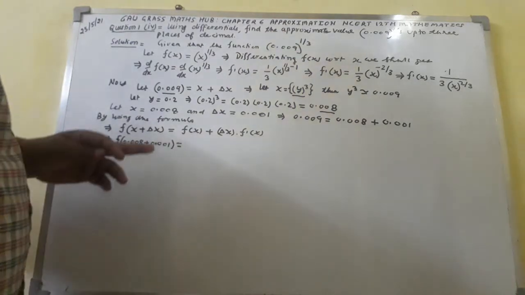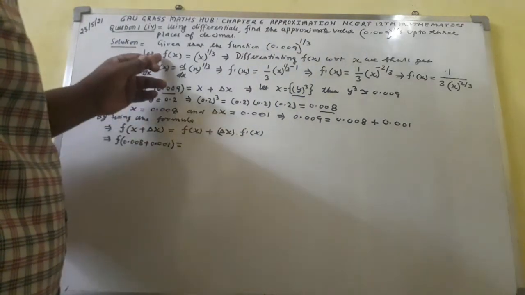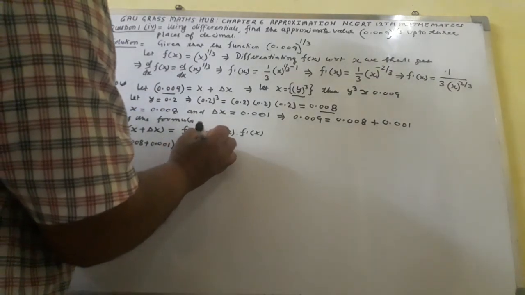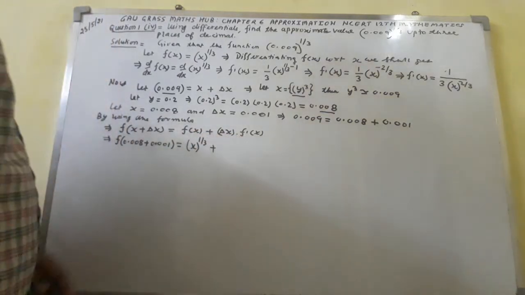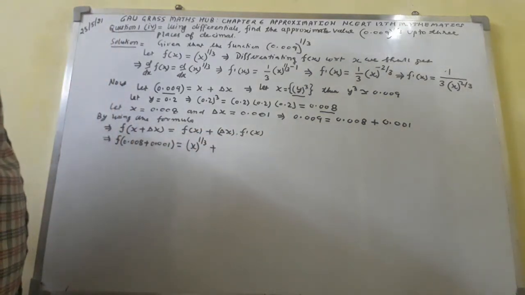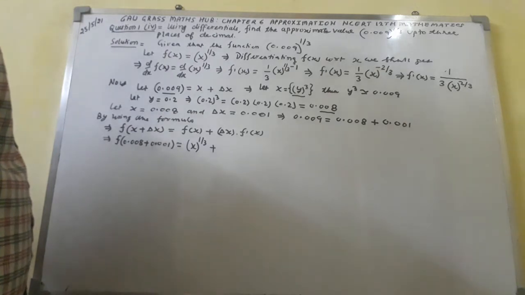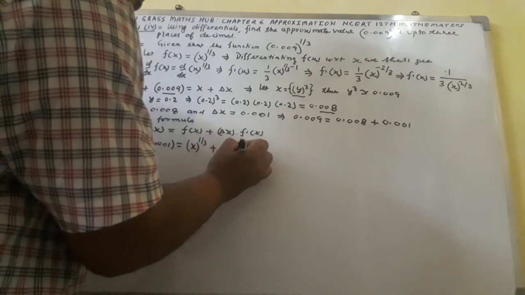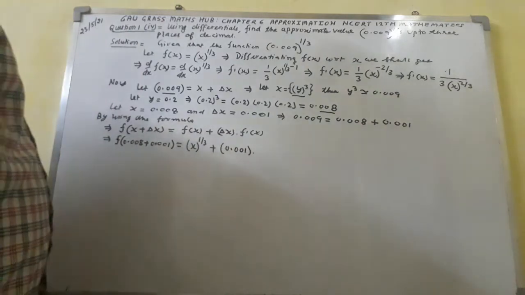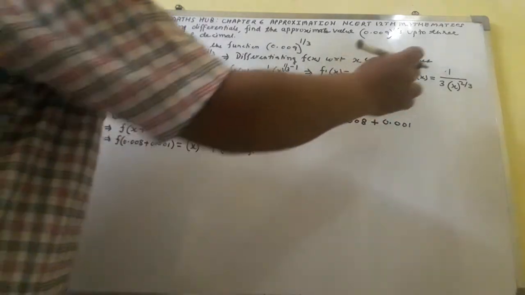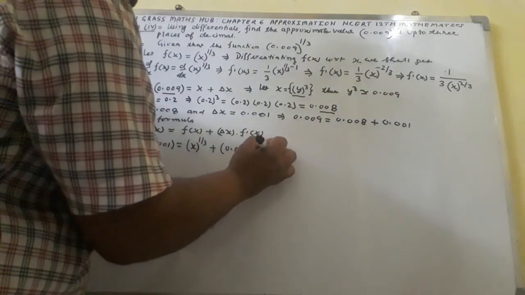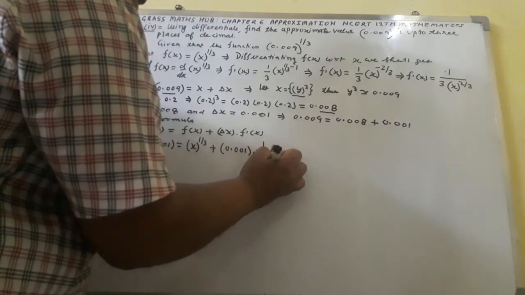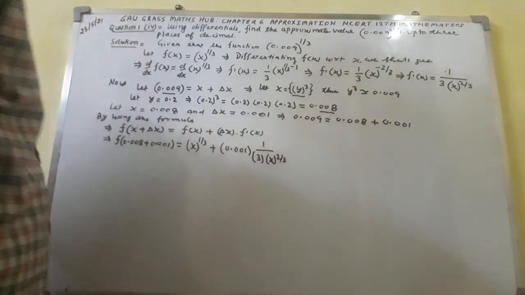f of x I shall write as x raised to the power 1 over 3, plus in place of delta x I shall write this value, 0.001 delta x. f dash of x I shall write as 1 over 3 x raised to the power 2 over 3. This thing will be written.